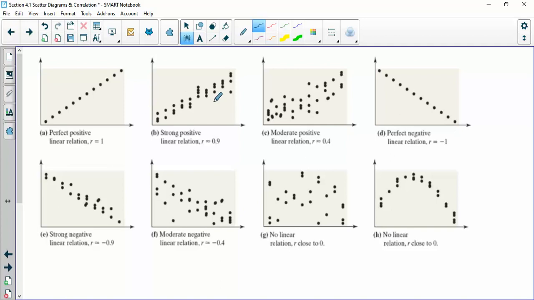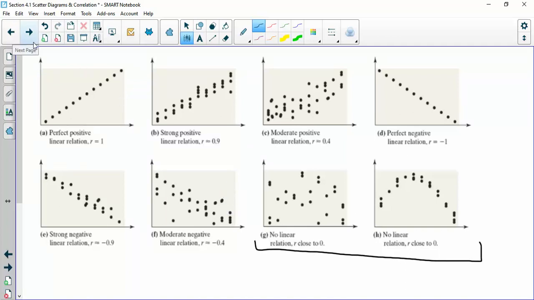So this is just an illustration. This is when your r is a positive 1. It's a perfect linear relationship. As it becomes less linear, your r is going to get smaller. So this is more like a 0.9. This one is a positive relationship, but not great. That's 0.4. And then, of course, we have the same thing with negatives. This one, there's no relationship at all. This one, there's a relationship, but it's not linear. So both of those have r very close to 0. So the less linear it is, the further r gets from positive or negative 1.